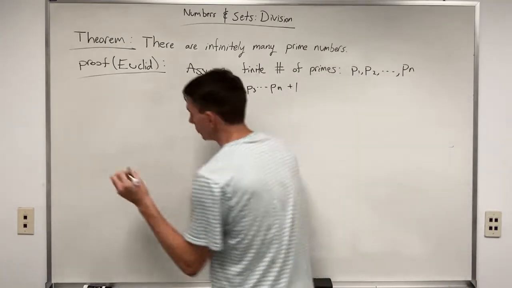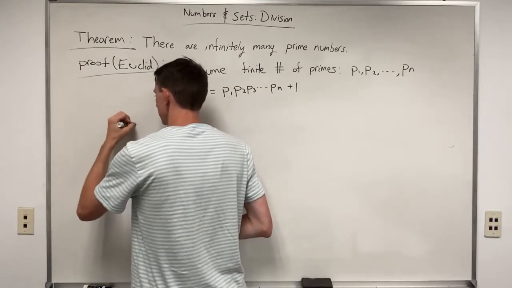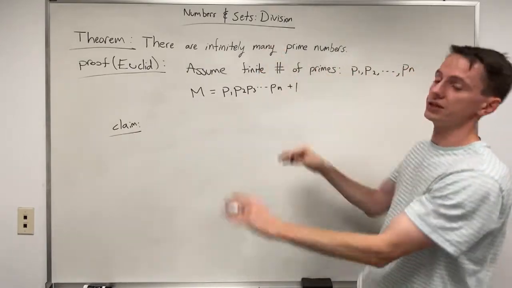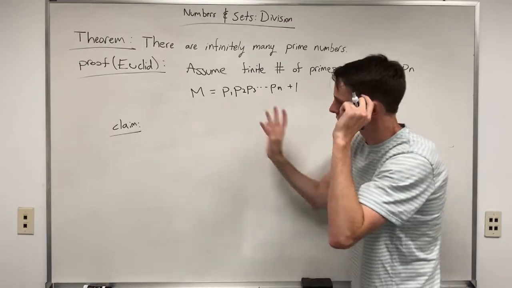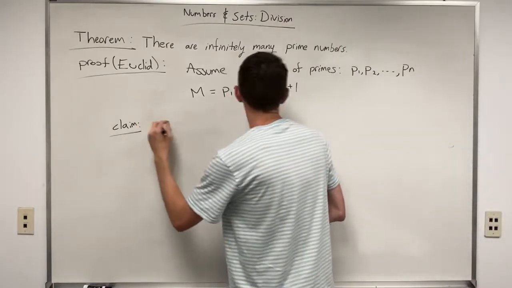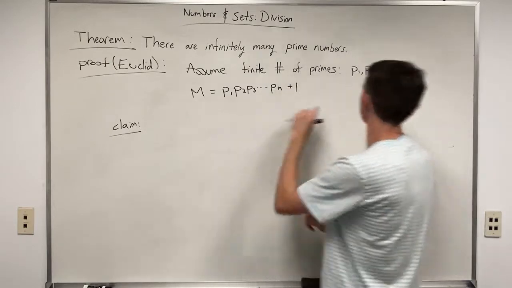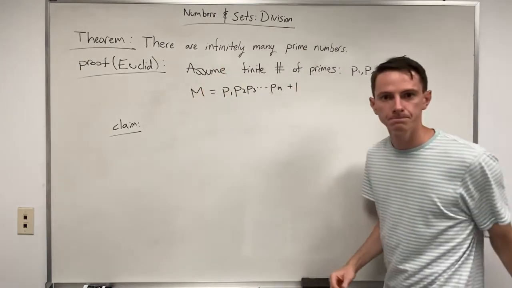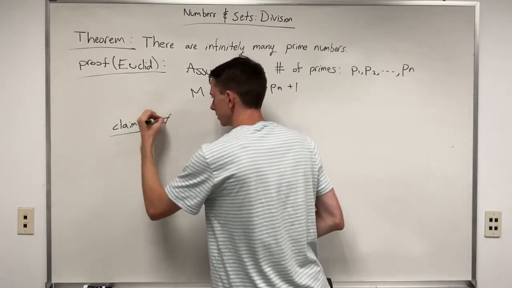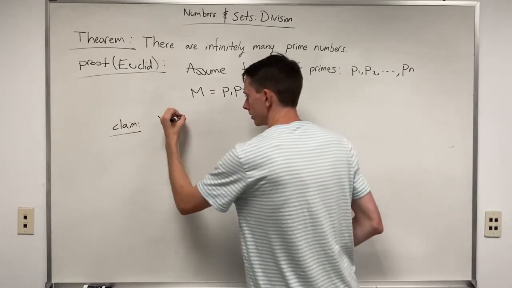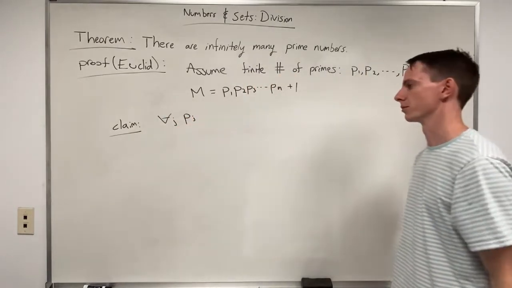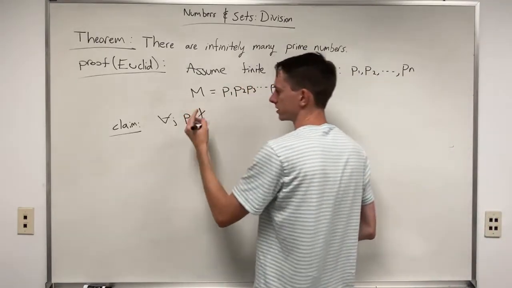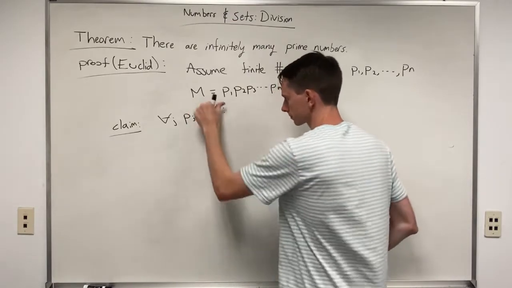Now I'm going to make a claim, which is an intermediate result that we need to verify before continuing with the rest of the problem. This intermediate claim is that out of these n prime numbers, not a single one is able to divide the number m. Another way of writing this is that for all values of j, the jth prime number, whether j is 1, 2, 3, or whatever, all the way through n, p sub j does not divide the number m.